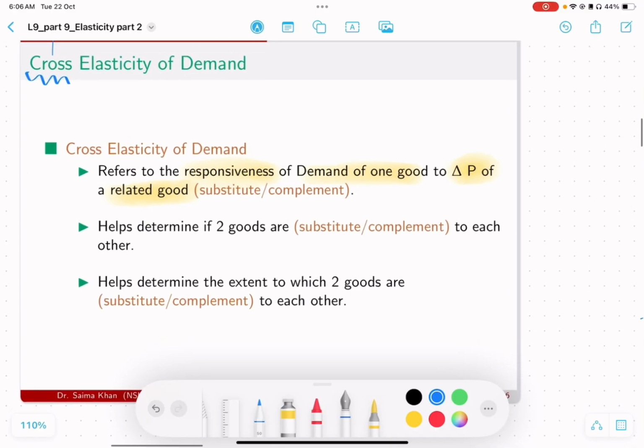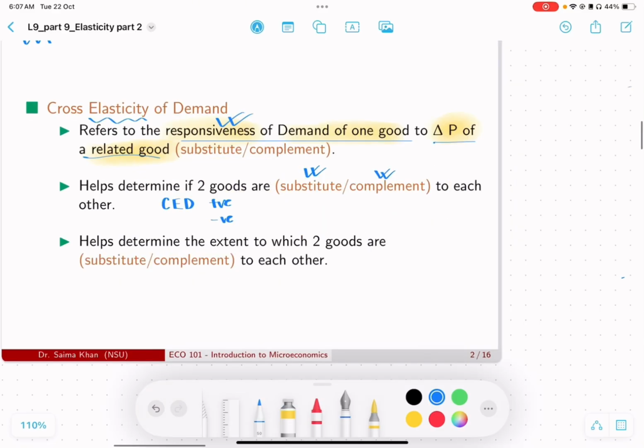It actually looks at how responsive is the demand of one good when there's a change in price of a related good. So, again, responsiveness is the key word because whenever we talk about elasticity, essentially we're talking about responsiveness, the reaction. And so, by looking at the cross elasticity of demand, specifically by looking at the sign of cross elasticity of demand, whether it is positive value or negative value, we understand whether two goods are substitutes or if they're complements. And we can figure out the extent to which two goods are substitutes or complements to each other.